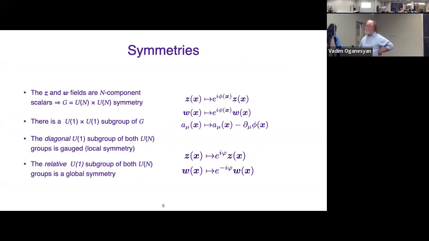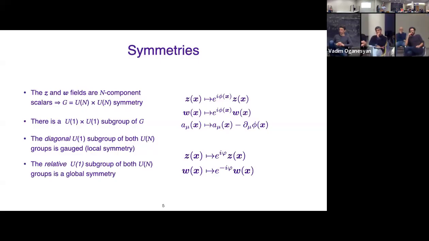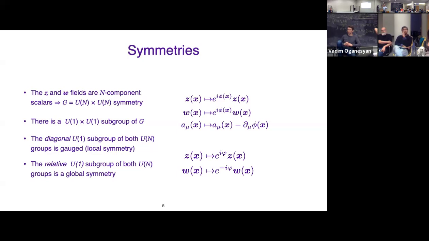So the symmetries: they have a big symmetry group, which is a tensor product of two U1s, for the Z and W. There is a U1 subgroup which is actually gauged, the common U1, and the gauge field transforms under it. So the diagonal piece of U1 is essentially projected out by the gauge. Now the relative U1 is a global symmetry that remains, and that's going to be identified with the global symmetry of the whole system.